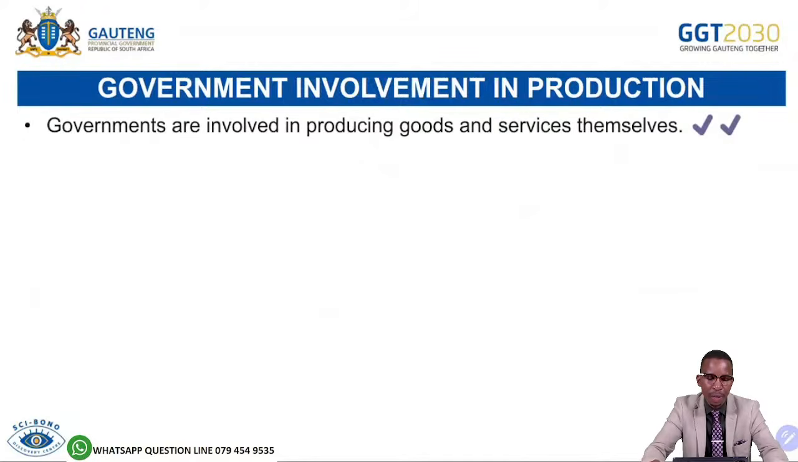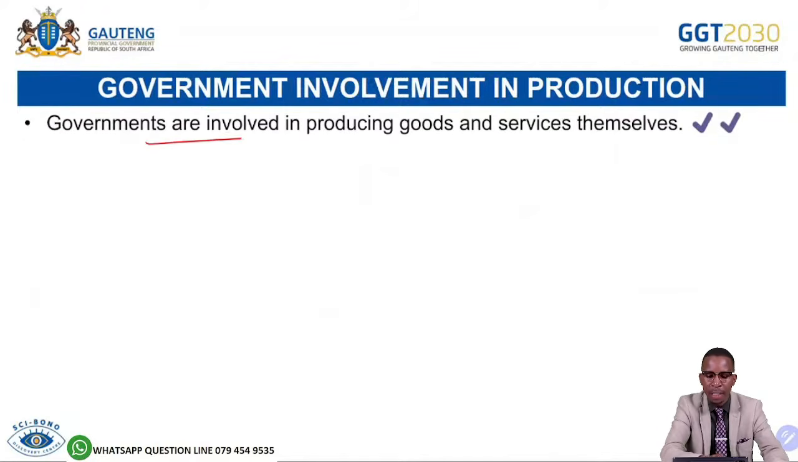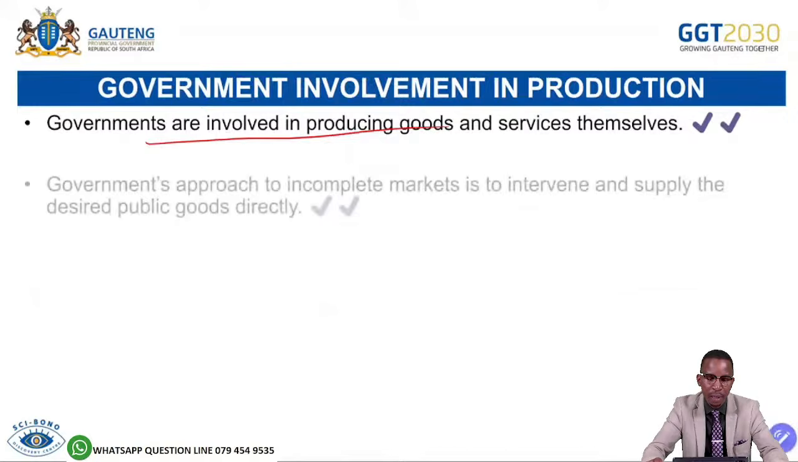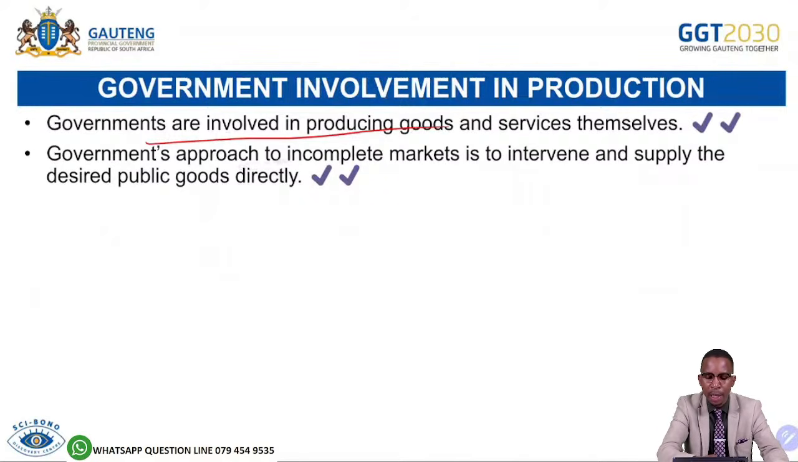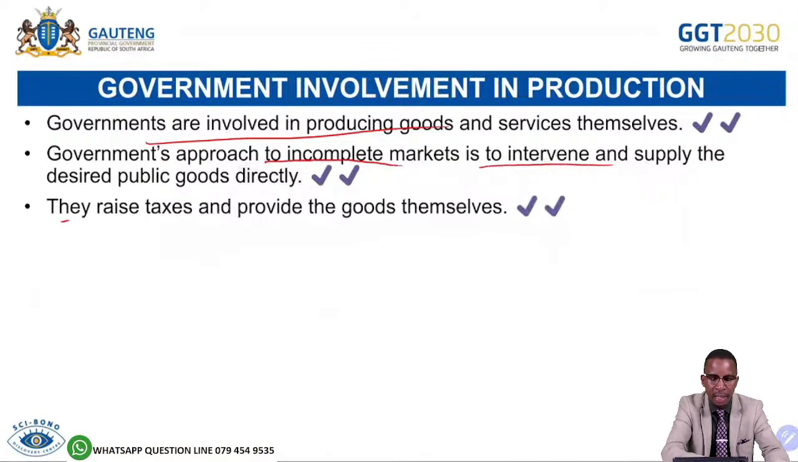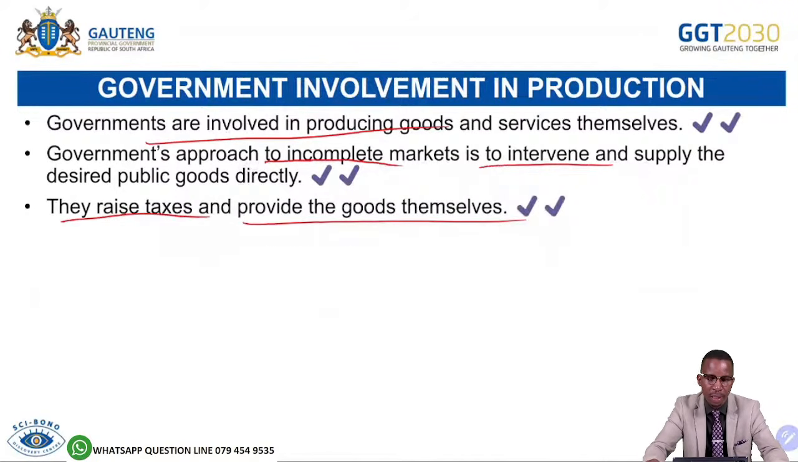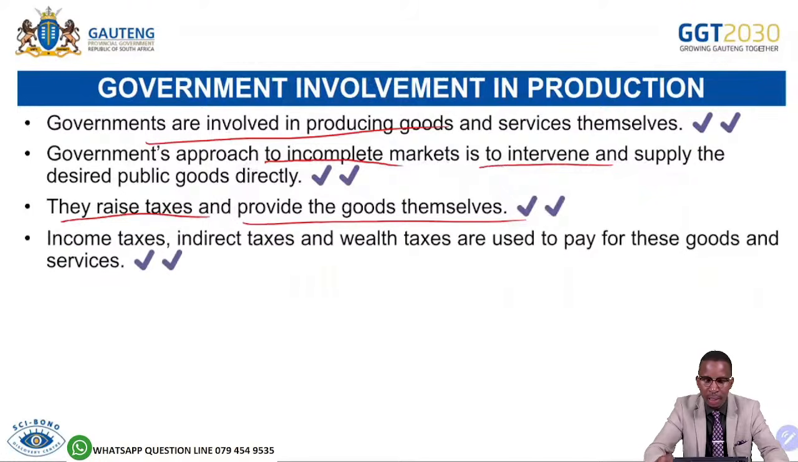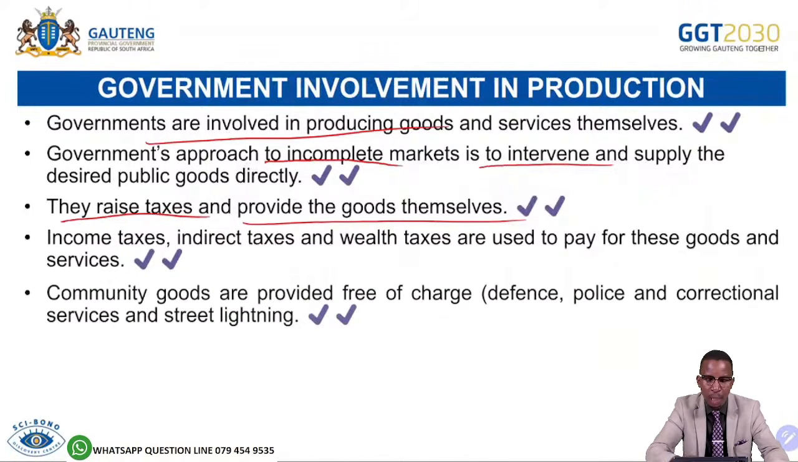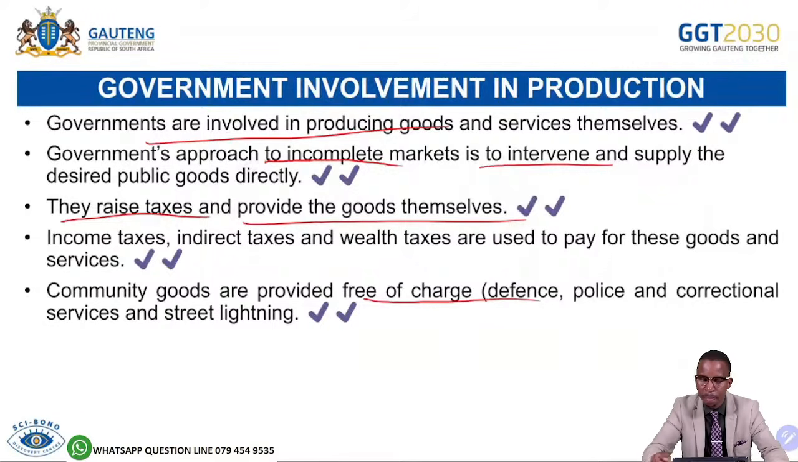Government involvement in production. Governments are involved in producing goods and services themselves, where the government's approach to incomplete markets is to intervene and supply desired public goods and services. They raise taxes and provide these goods themselves. Income taxes, indirect taxes, and wealth taxes are used to pay for those goods and services. Community goods are provided free of charge, such as police services and the defense force. We talk also about traffic lights and street lights.